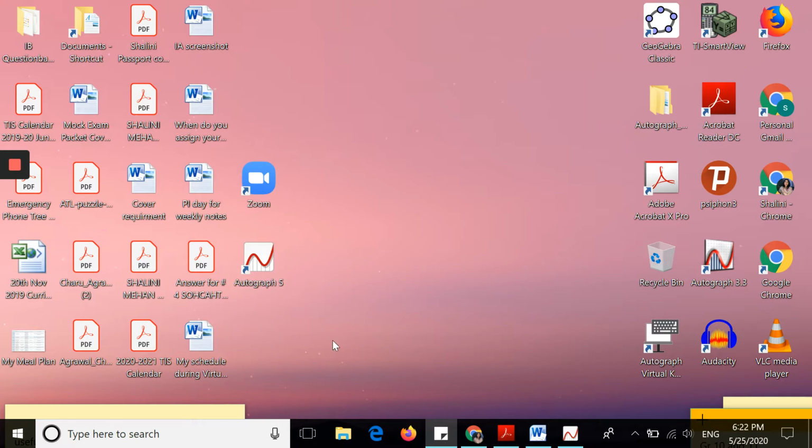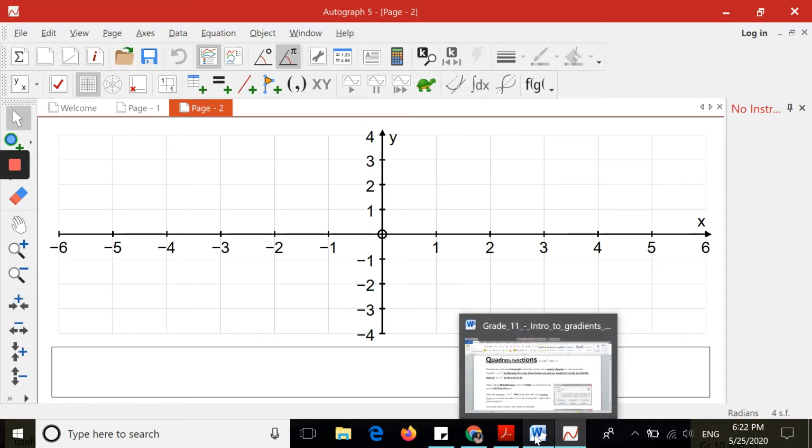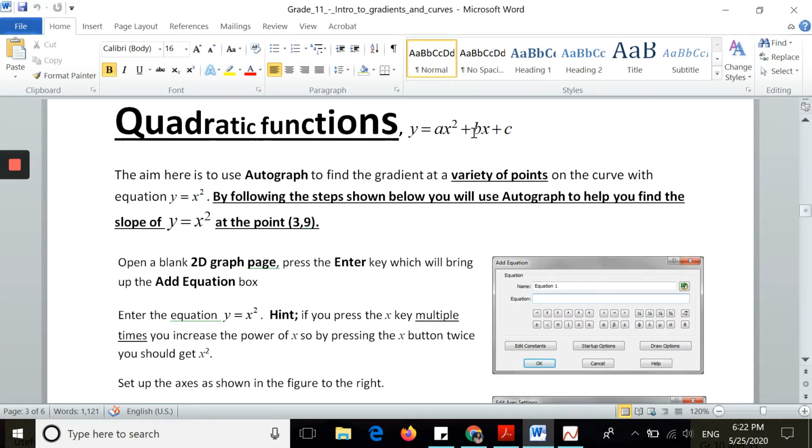You don't have to, since I'm going to show you how to use Autograph to find the gradient of a quadratic function, and hopefully you will be able to see the relationship and the pattern when I'm doing it. But if you have Autograph and if you're willing to download it, then you can also try this investigation on your own. So let's have a look at the quadratic equation.